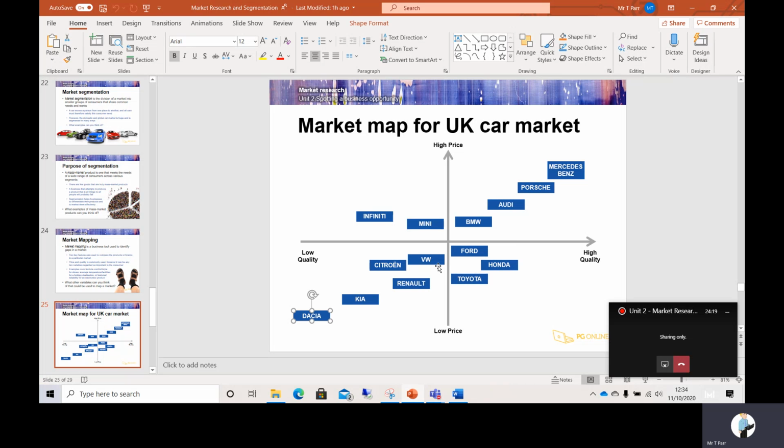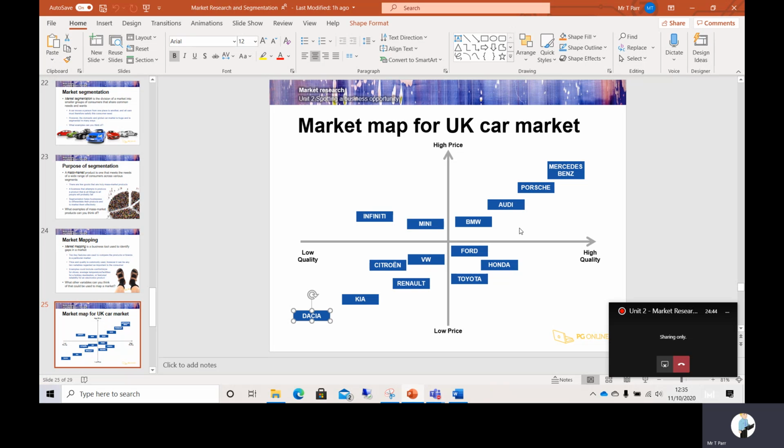Now, are you going to really go up here and say, oh, I've got an idea, let's do a low quality, really expensive car? No, there's a gap there for a reason. No one's going to spend that money, are they? Spend a lot of money on a cheap rubbish car. So you can see here, you might be able to identify where there might be gaps in the market. So you think, well, okay, let's have a high quality, but not too high a price car.